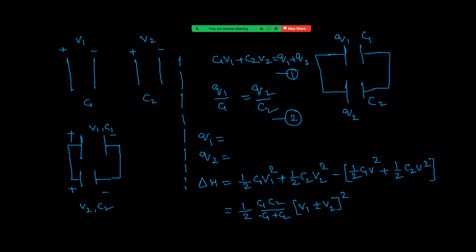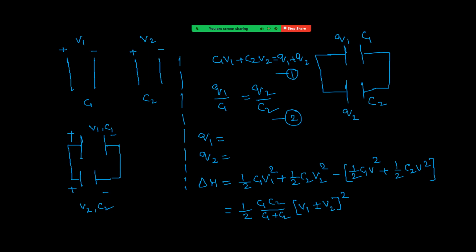Now, after simplification, we are going to get half C1 C2 by (C1 plus C2) into (V1 plus or minus V2) whole square. Now we have to focus on when we have to take plus and when we have to take minus. Okay. So when we are connecting plus to plus, minus to minus, loss is less. Therefore, we have to use minus. Getting the point? We have to take minus when we are connecting plus to plus, minus to minus, because loss will be less. If we are connecting plus to minus, minus to plus, then loss will be more.